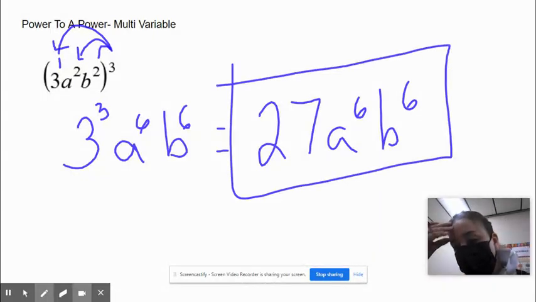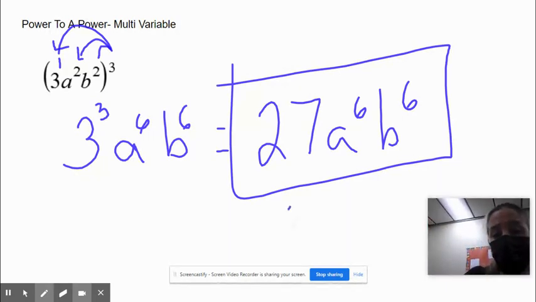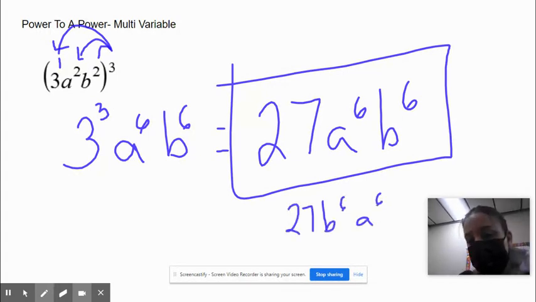When you're entering your answers into Edulastic, please make sure you go alphabetically. Even though 27b to the 6th, a to the 6th is technically the same thing, please go alphabetically because it's not going to accept it.